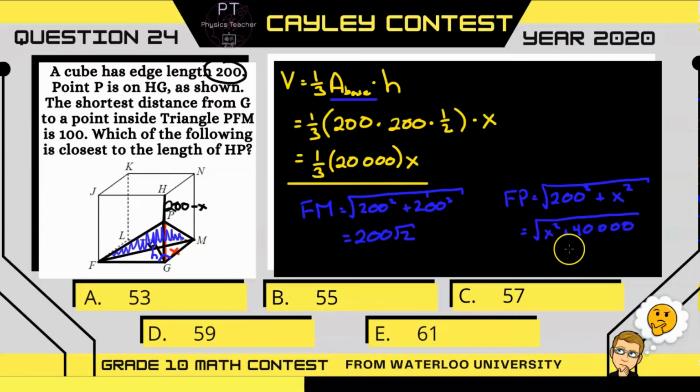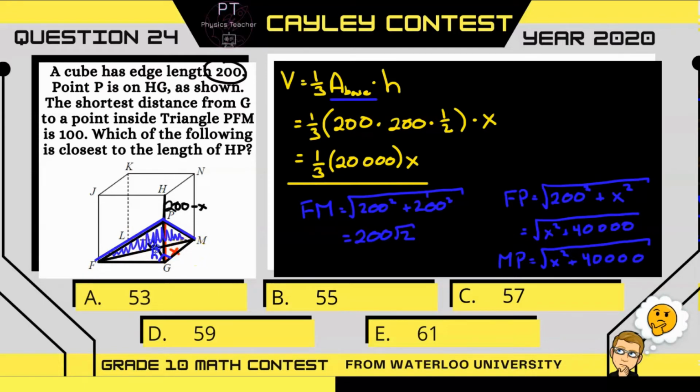And by the exact same process, MP would be the exact same length. It would be the square root of x squared plus 40,000. Now, since FP and PM, or MP, are the same length, then we know this triangle that we're using for our base is an isosceles triangle.